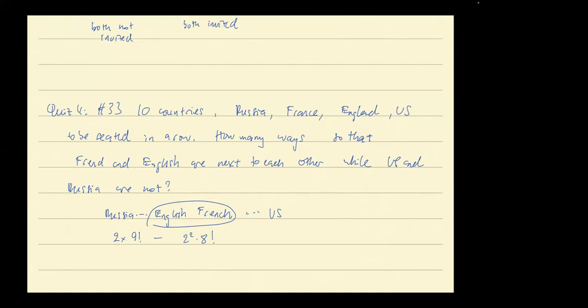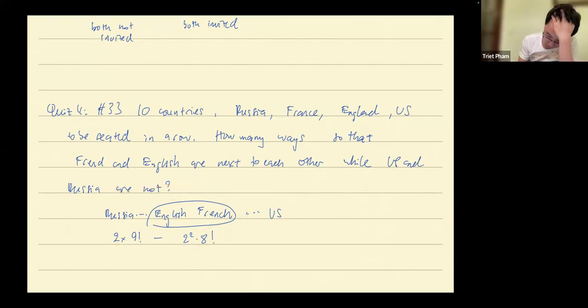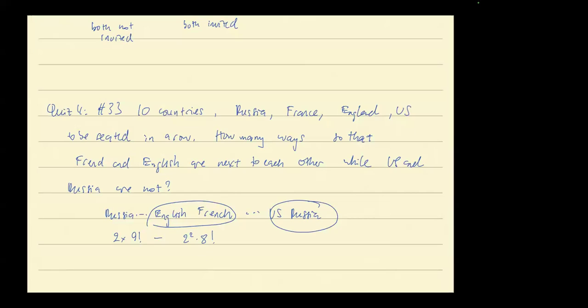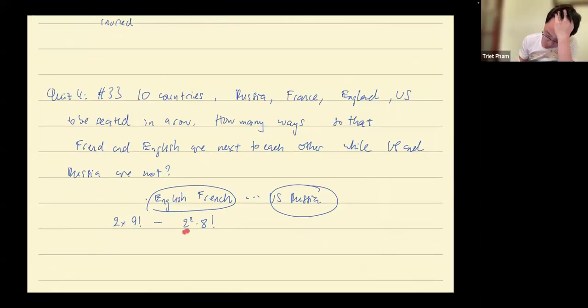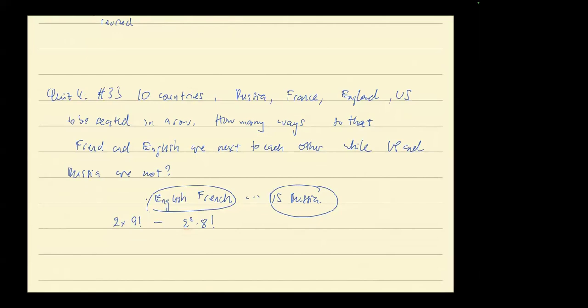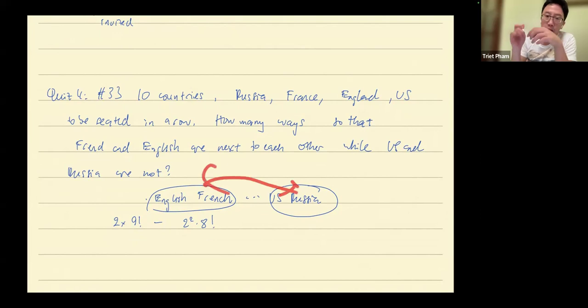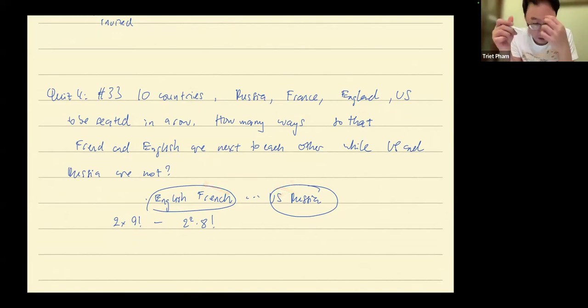8 factorial is because we also see Russia and US as one, since they sit next to each other. And then the 2 squared is because they both can switch. That's correct. That's excellent. So that's it, right?